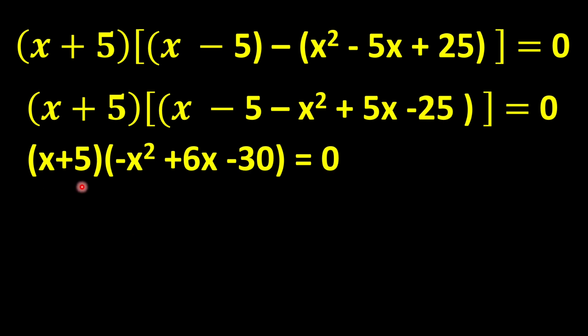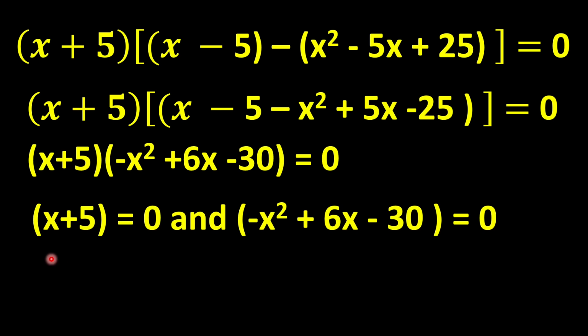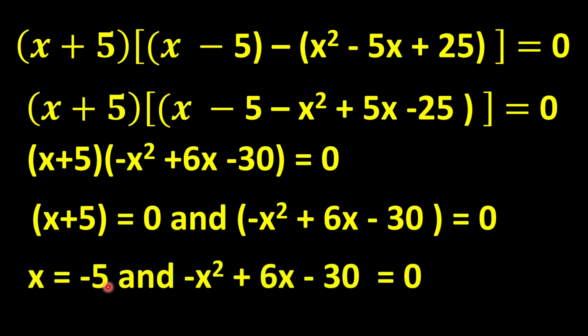So overall we have this equation, and now we will compare these two values, that is x plus 5 with 0 and minus x square plus 6x minus 30 equal to 0. So let's compare it. x plus 5 equal to 0, and minus x square plus 6x minus 30 equal to 0. Now we will send this plus 5 to the other side of the equation. So this will become x equal to minus 5, and minus x square plus 6x minus 30 equal to 0 is basically a quadratic equation.